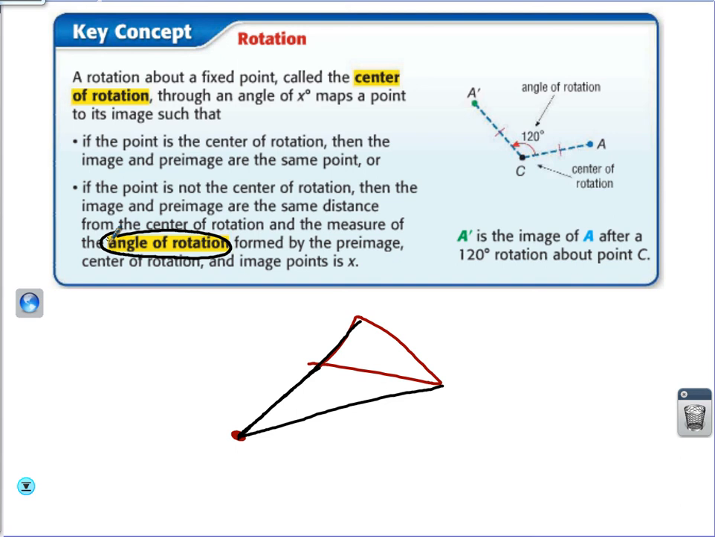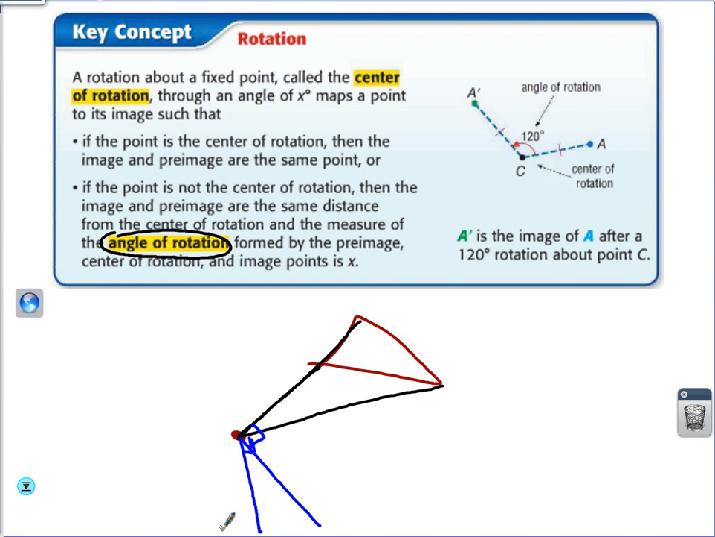If a point is not the center of rotation, the image and pre-image are the same distance from the center of rotation, and the measure of the angle of rotation is formed by the pre-image and the center of rotation. So pretty much what it's saying is, whatever angle you're going to spin this. Let's say you want to spin it 90 degrees clockwise. Clocks go this way, right? So you would measure 90 degrees, you would form a 90-degree angle with this, and that's where you would rotate that to. Same way here, you want to rotate that 90 degrees, you draw a 90-degree angle, and that's where it would rotate to.